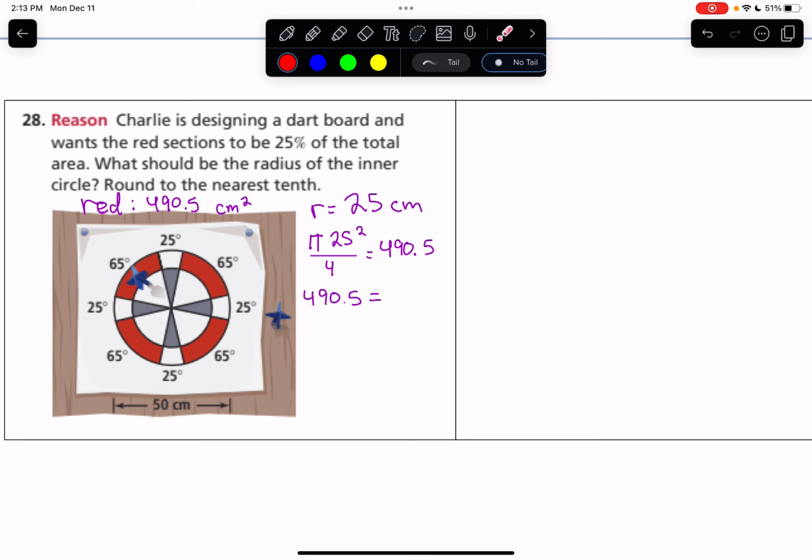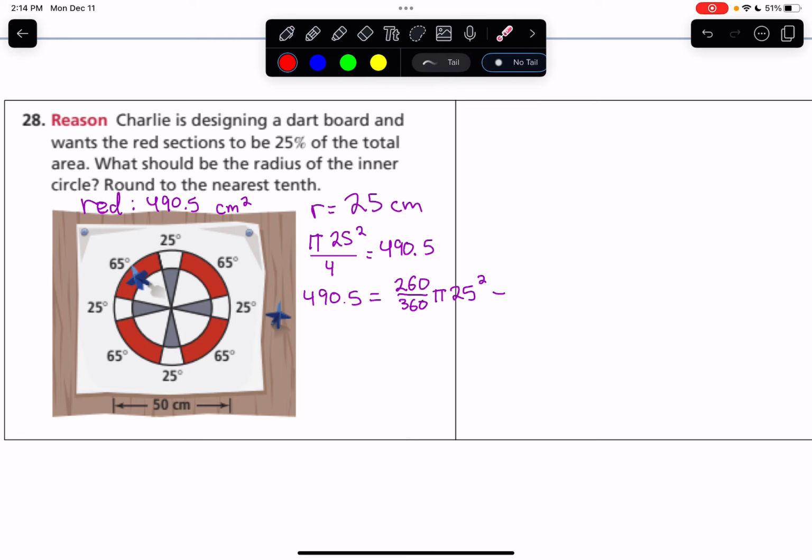And I can do that by first finding the amount of degrees that the red takes up. 65, 65, 65, and 65 tells me that I have 260 degrees of red over 360 degrees of circle. And then the area of that red would be multiplied by the area of the circle, so pi times 25 squared. But then I've got to subtract the area of the inner circle.